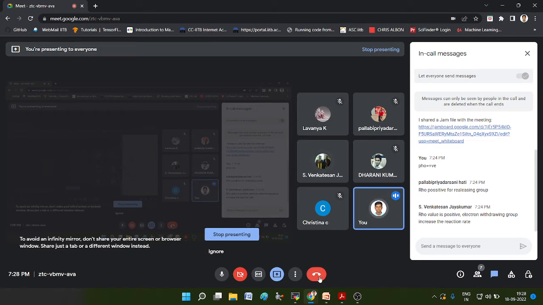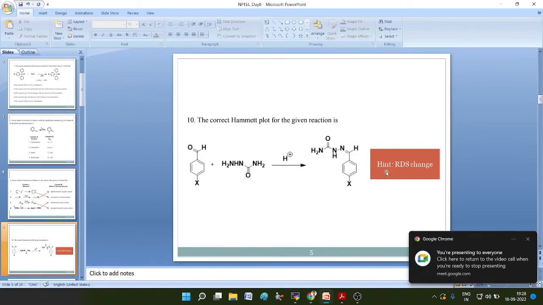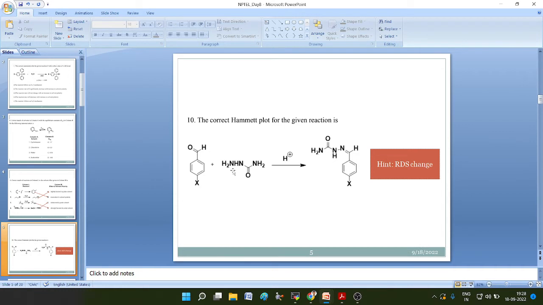Okay, so let me explain a little bit further. The interesting point of this reaction is that it has a change in rate determining step. That's why I have shown here the hint, the rate determining step. So it involves both positive rho value and negative rho value. That's what I wanted to show. The interesting part is that both rho values, positive and negative, are together in this reaction, I mean, if you plot it.